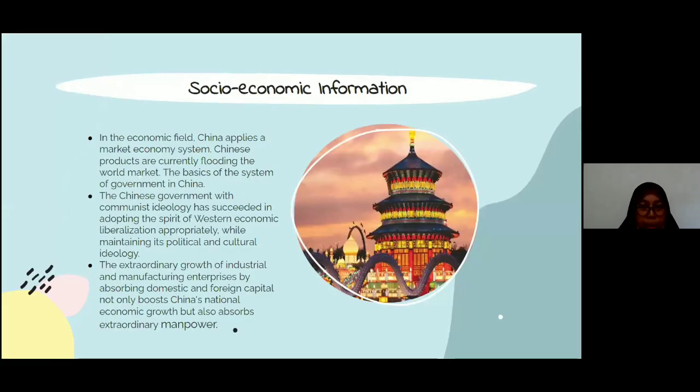The socioeconomic information about China. China has the economic field that applied a market economic system. China's products are currently floating in world market. The basis of the system of government in China, the Chinese government with communist ideology has succeeded in adopting the spirit of Western economic liberalization appropriately while maintaining its political and cultural ideology. The extraordinary growth of industrial and manufacturing enterprises by absorbing domestic and foreign capital not only boosts China's national economic growth, but also absorb extraordinary manpower. Next, please.